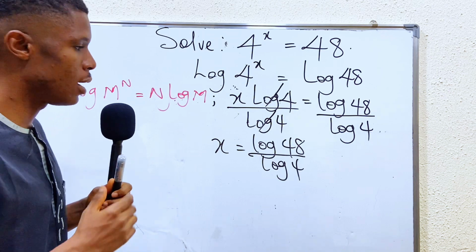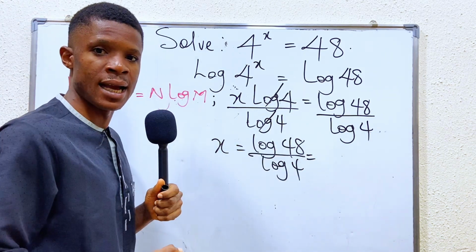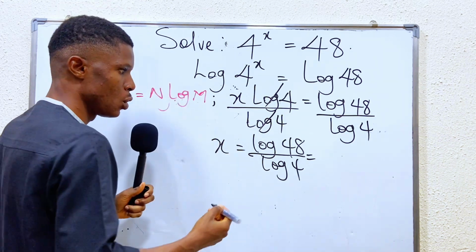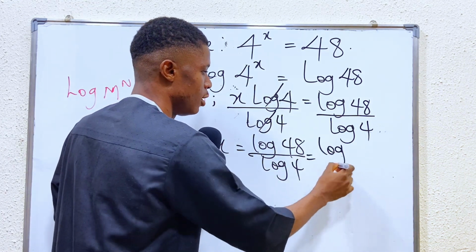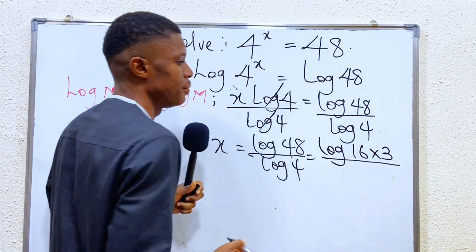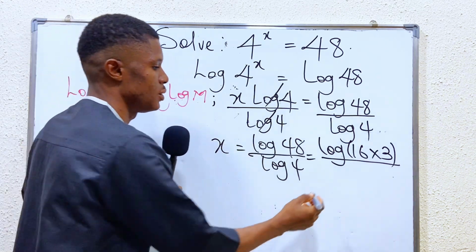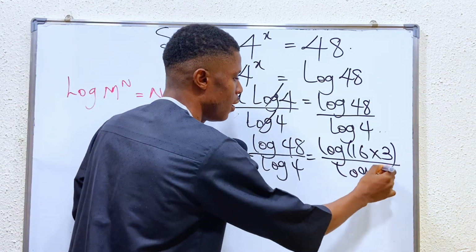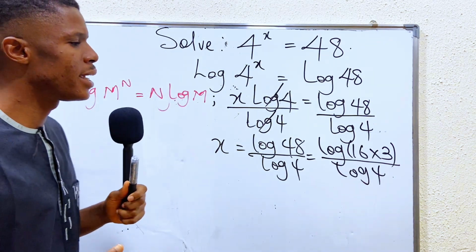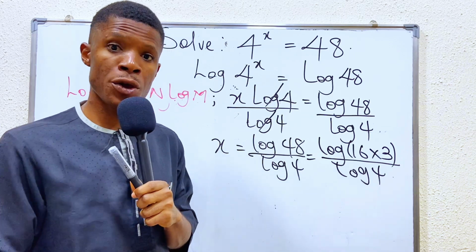So what do we do now? We look at 48. 48 can be seen as 16 times 3. So we write it as log of 16 times 3 over log 4, because it is still the same 48, nothing changed. So if you have this now, you look again. What can we do to still reduce this very well? Do you know what you're going to do?